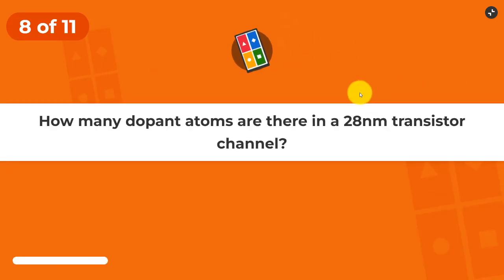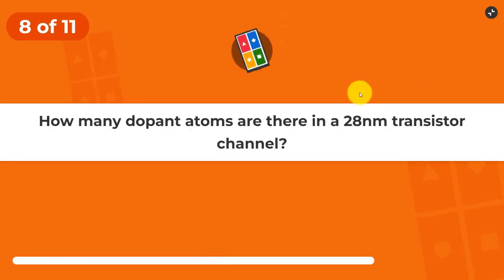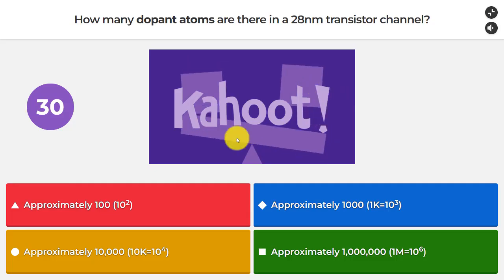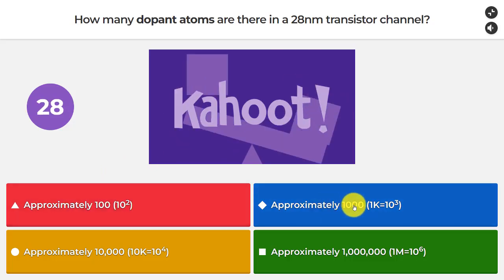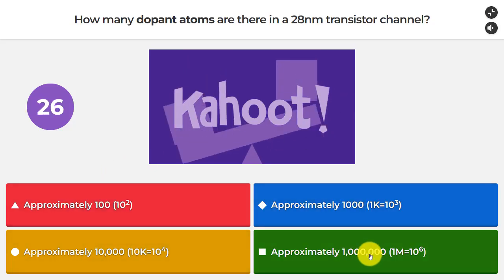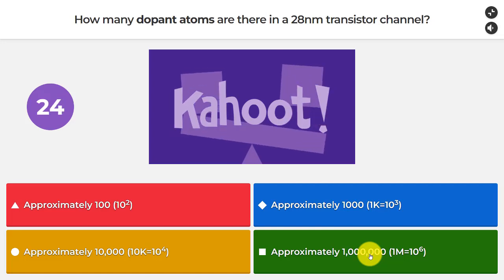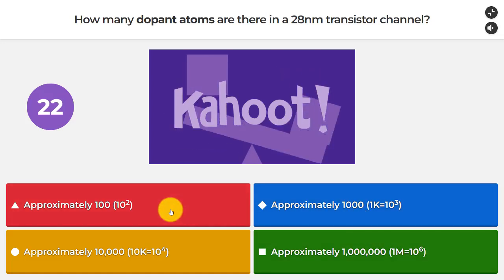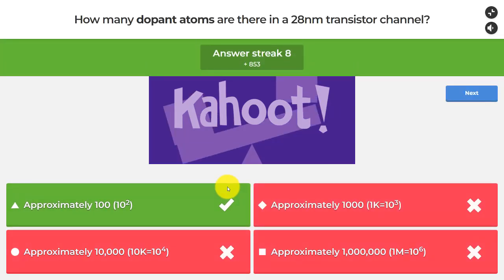Question number 8. How many dopant atoms are there in a 28 nanometer transistor channel? Are there approximately 100, 1,000, 10,000, or 1,000,000? And actually, the surprising thing is we're talking about approximately 100 dopants.